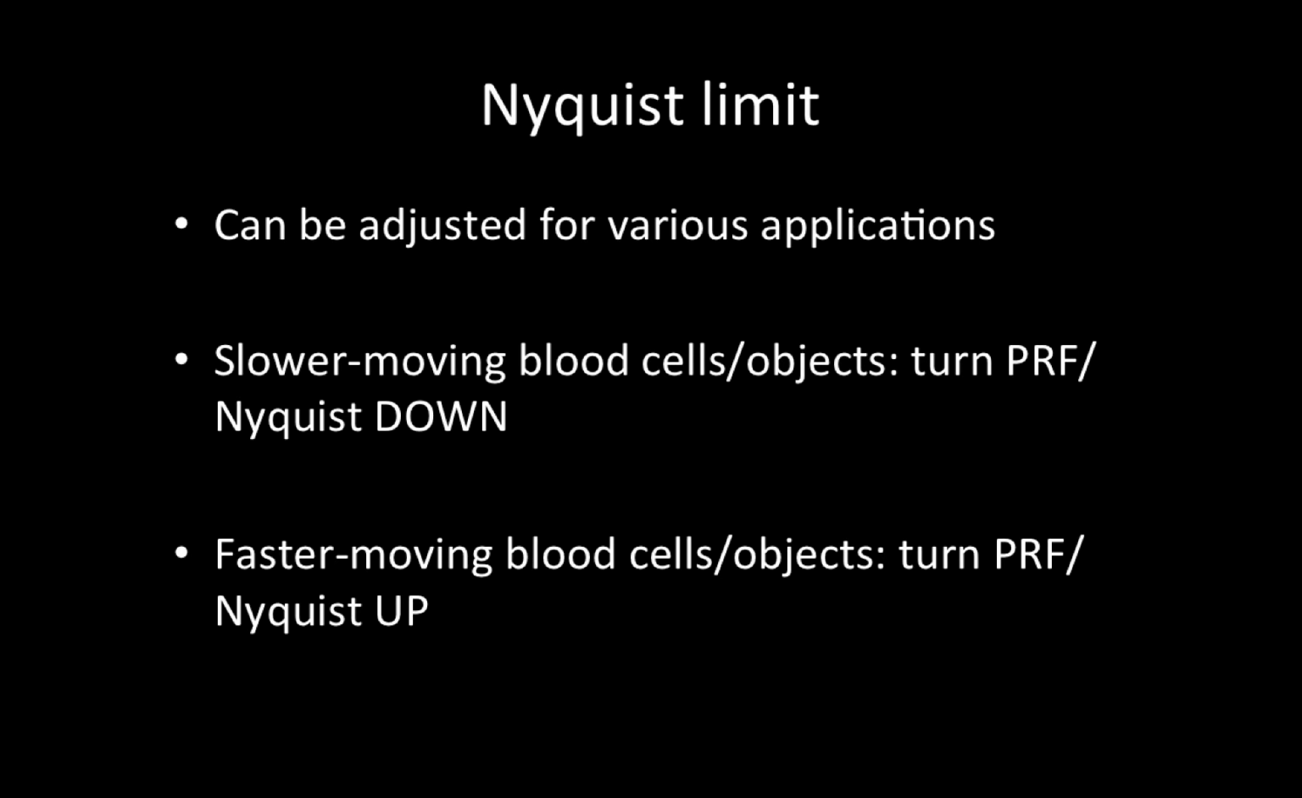We can adjust the pulse repetition frequency and therefore the Nyquist limit to suit specific applications. If our target object or blood flow is slow moving, we can turn down the PRF to allow for longer listening time to catch these low flow signals. And conversely, for fast moving blood flow, we'll often maximize our PRF so that we can try to make use of PW's spatial resolution, but still resolve these higher frequencies.